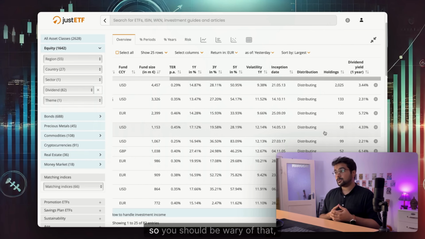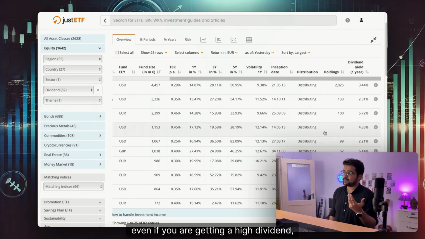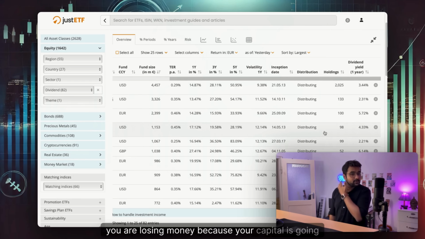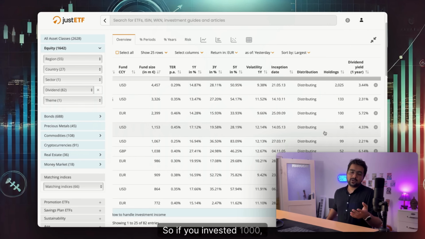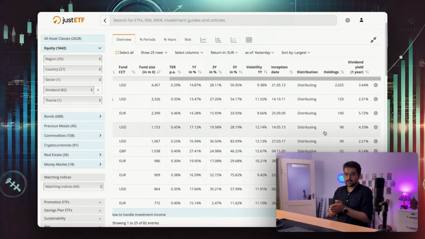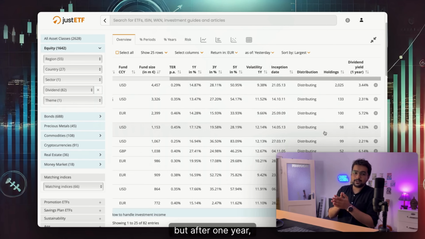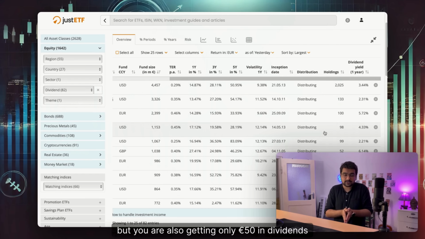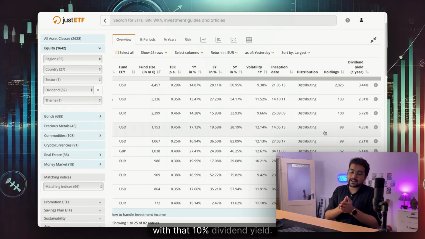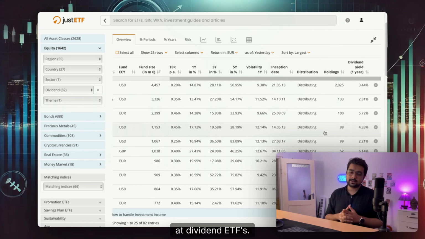company. So you should be wary of that, because if the stock price is going down, even if you are getting a high dividend, you are losing money because your capital is going down, and dividend is a percentage of your capital. So if you invested 1,000 euros with a 10% dividend yield, you are getting 100 euros, yes, but after 1 year, if the 1,000 euros becomes 500 euros, not only did you lose 500 euros, but you are also getting only 50 euros in dividends now with that 10% dividend yield. So that is something to keep in mind when looking at dividend ETFs.